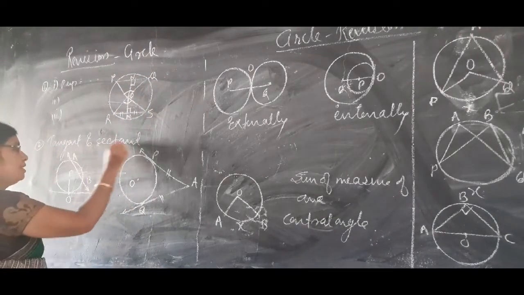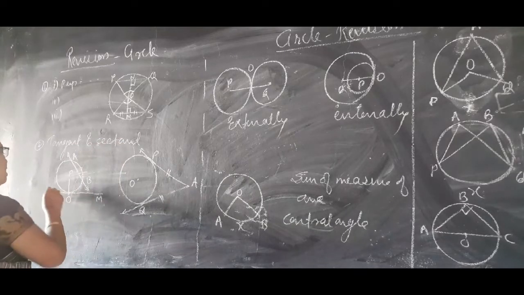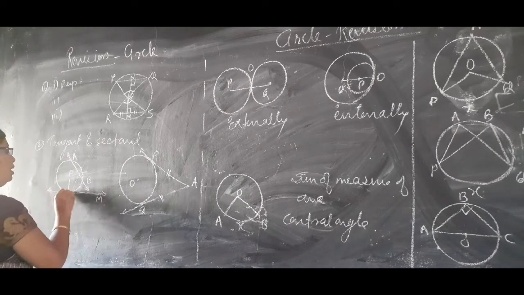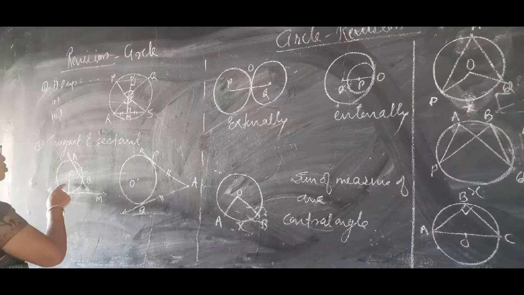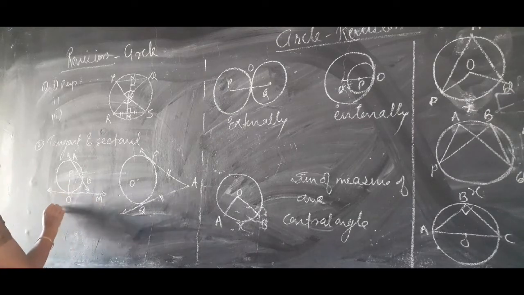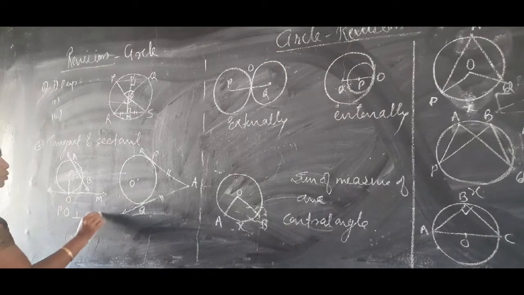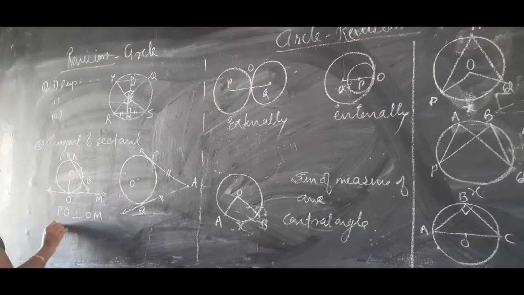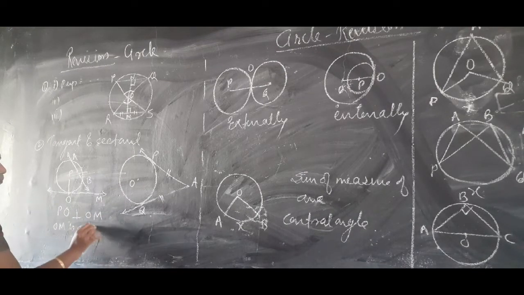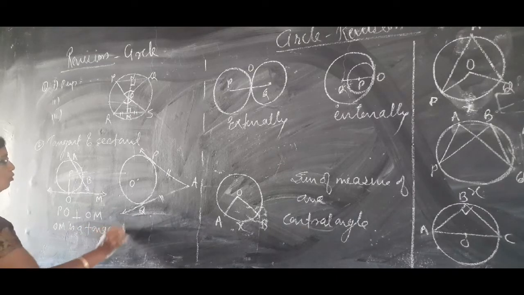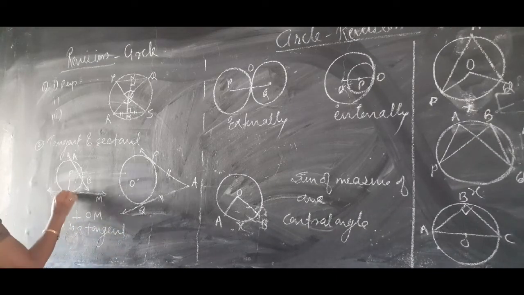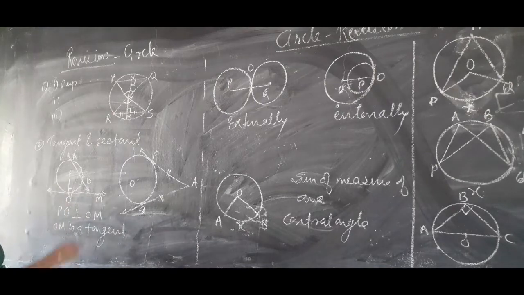Next is tangent and secant. What is meant by tangent? A line which touches the circle in only one point is called a tangent. And what is the property of tangent? Radius is always perpendicular to the tangent. OM is a tangent and OM is always perpendicular to PO. Therefore, this angle is 90.